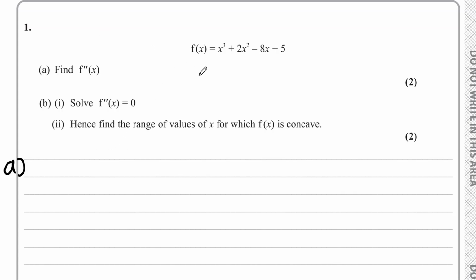Okay, so for question 1, we have f of x is equal to x to the power of 3 plus 2x squared minus 8x plus 5. And for part A, for 2 marks, we need to find f''(x).